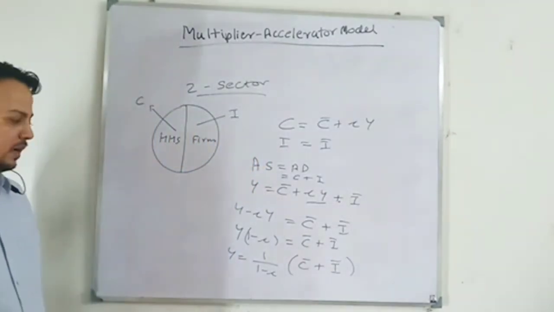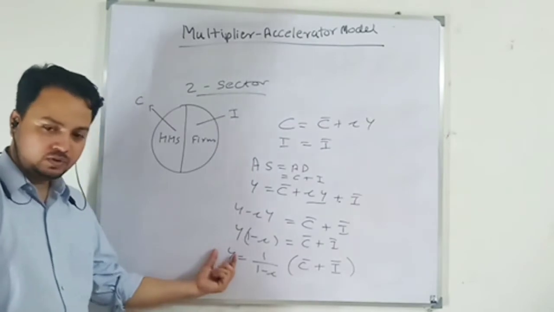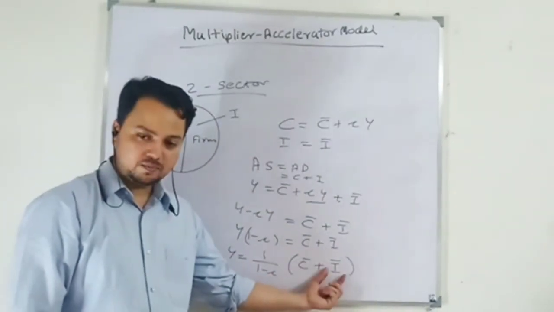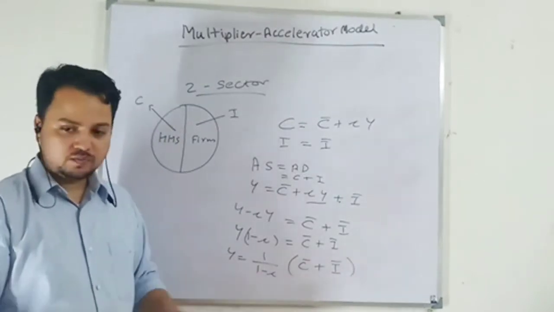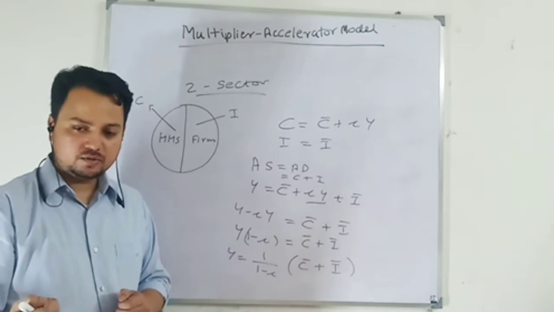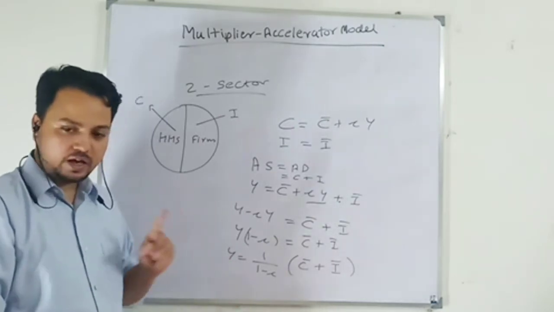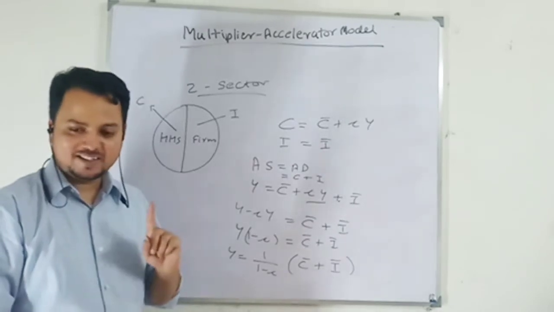And what is multiplier? It is a ratio of change in income due to change in investment. So this is your investment multiplier, because the consumption function is more or less stable in the short term; psychological and institutional factors are not changing. So in two sector model, I have only one multiplier, that is the investment multiplier.